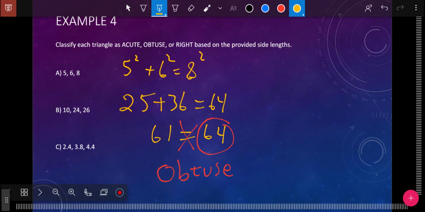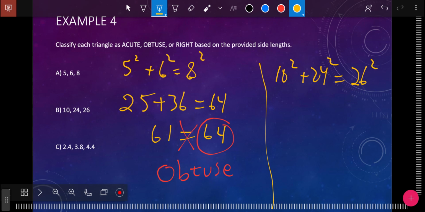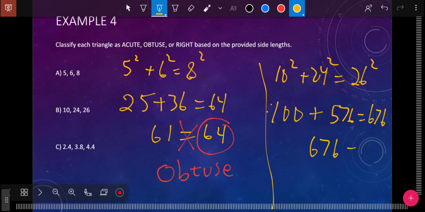Okay. Let's look at part B. All right. Part B, 10 squared plus 24 squared equals 26 squared. 10 squared is 100, hopefully that's easy for you. 24 squared, if you don't know it, grab a calculator. It's 576. 26 squared, if you don't know it, grab a calculator. It's 676. And so I get 676 equals 676. Well, that is true. It worked out just fine. And so this is a right triangle.